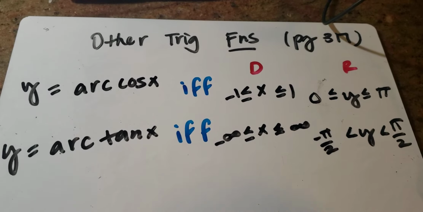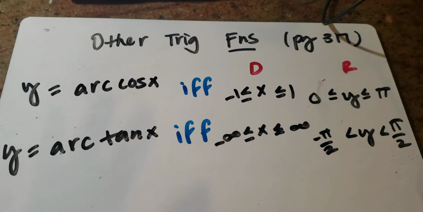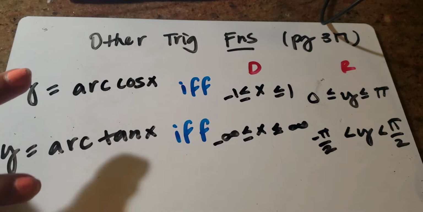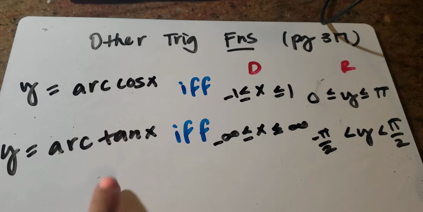Okay, so now we're going to talk about other trig functions, and you can actually find this in your textbook as well on page 317. So I had already described arc sine of x. So now we're going to talk about these two inverses, okay? Arc cosine of x and arc tangent of x.